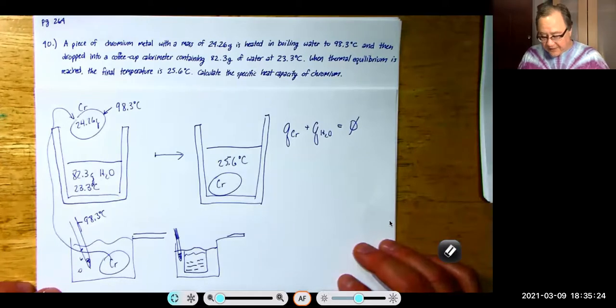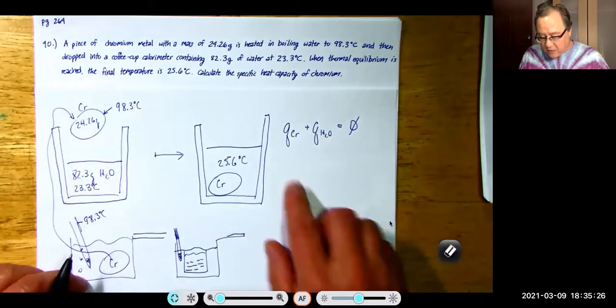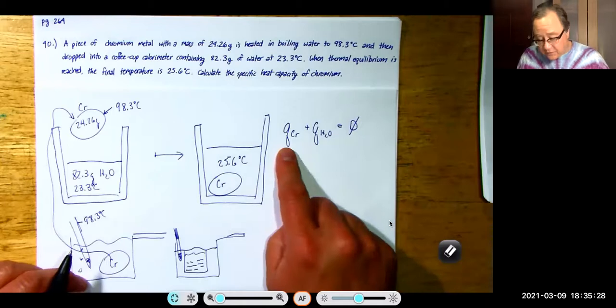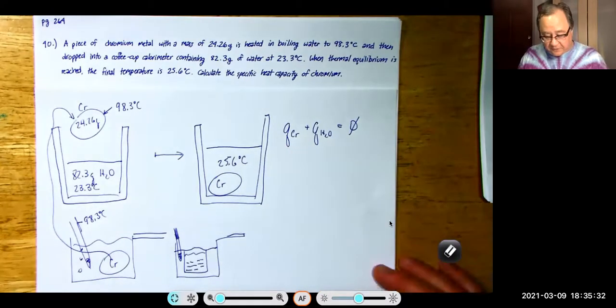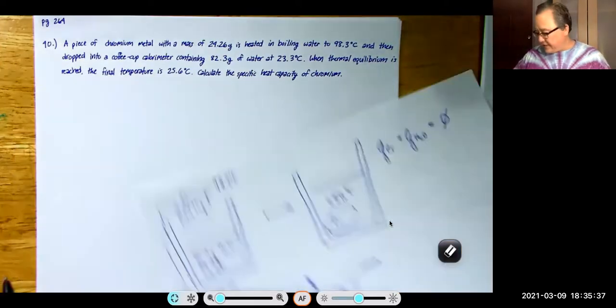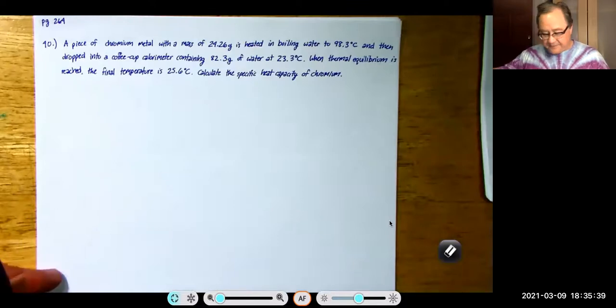Okay, so we have a nice setup here. So how do we calculate the Q of chromium, and how do we calculate the Q of H2O from this information? Okay, so I'm going to put that off to the side, and let's take a look.